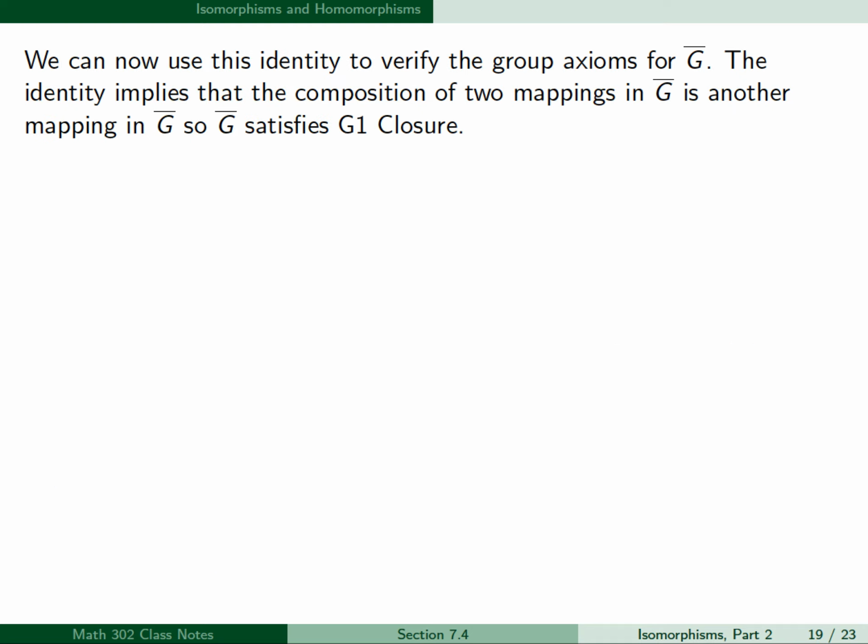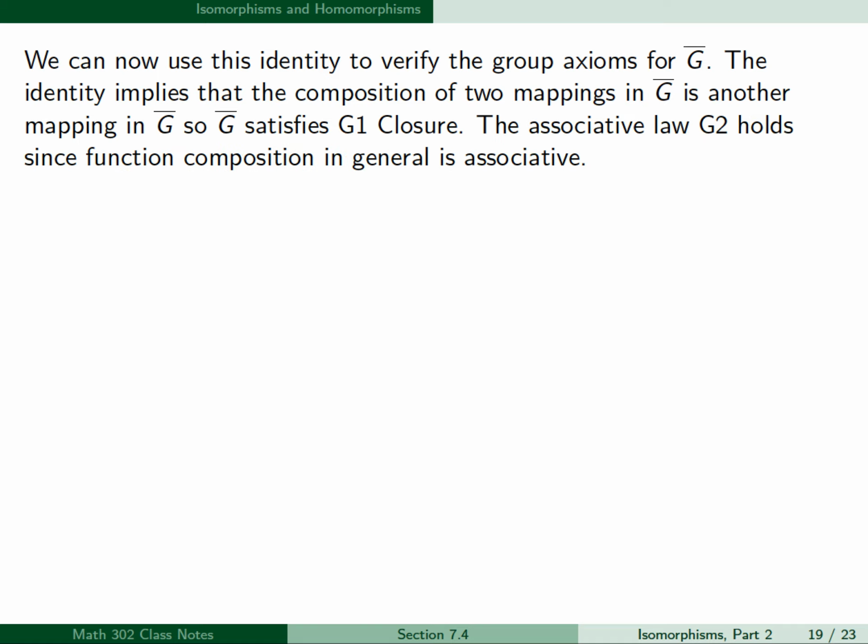So the identity implies that the composition of two mappings in G bar, phi sub A and phi sub B, is another mapping in G bar, phi sub AB. So this tells us that G bar satisfies our first axiom, G1, which is closure. Now the associative law, G2, holds since function composition in general is associative.